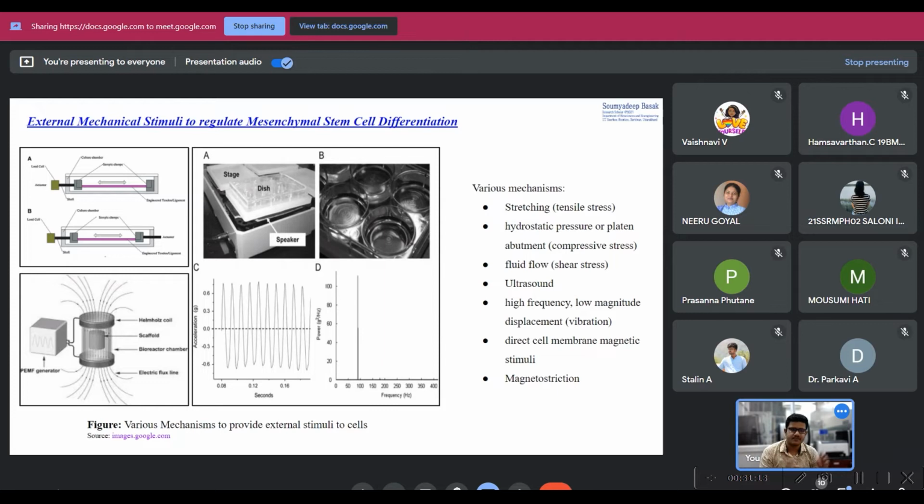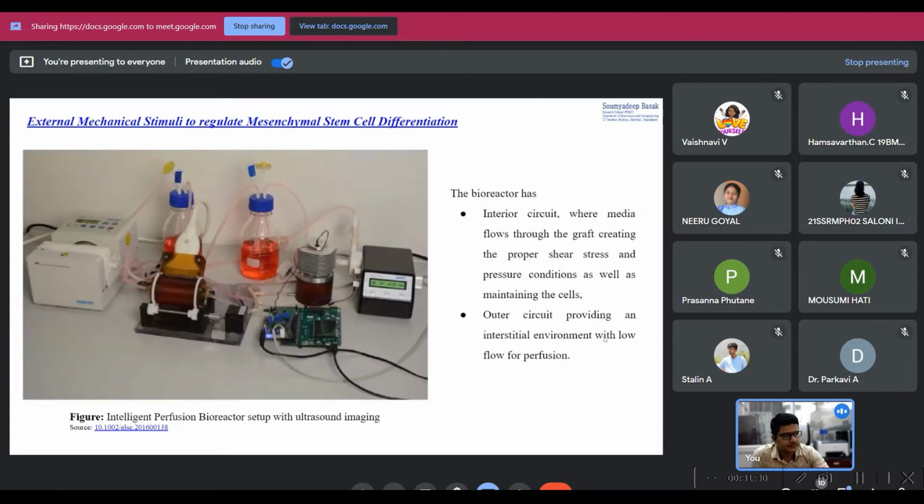Okay, so stretching as well as acoustic and magnetic actuation significantly impacts the cellular, particularly stem cell, differentiation rate. I have put this example just to show you that this kind of bioreactor system is used to study this kind of behavior, how to provide the mechanical stimuli, and what changes are occurring. So you can think about it this way.